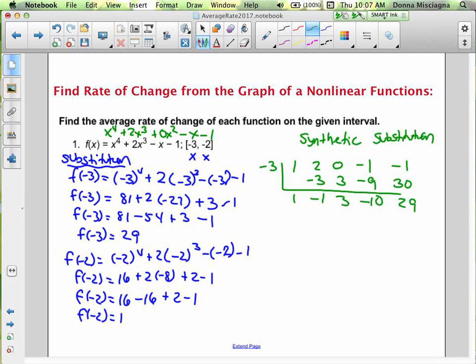If you choose to use it, it's fine if you choose to substitute in, but at least you want to know this is available and how to do it. All right, and then do the same thing, only this time with negative 2.